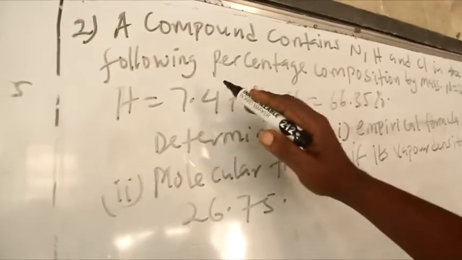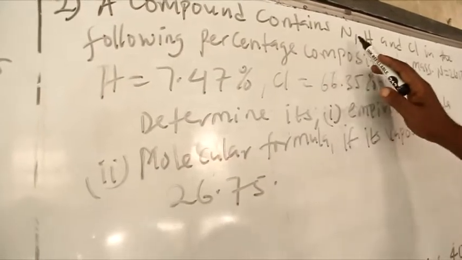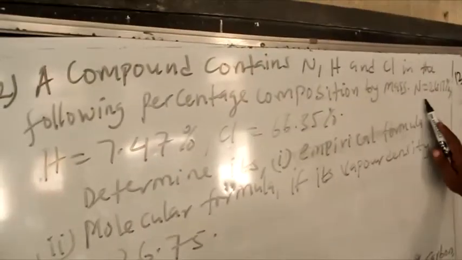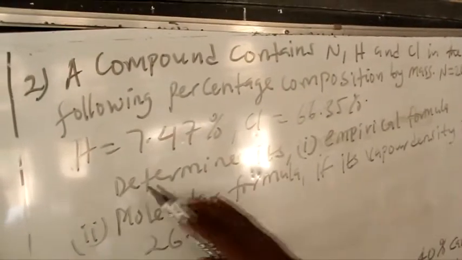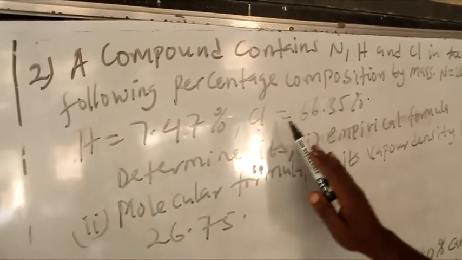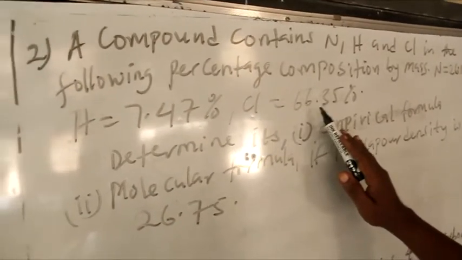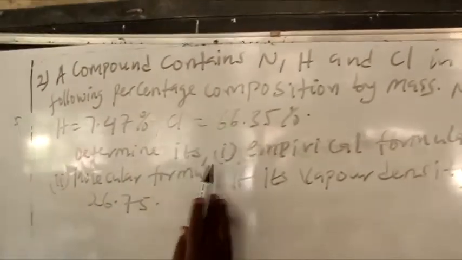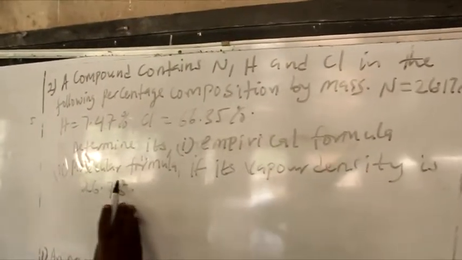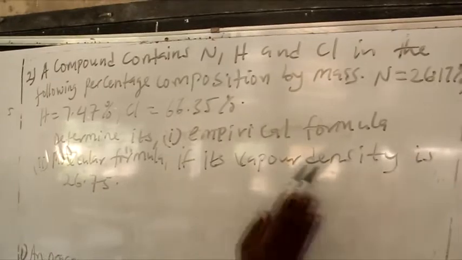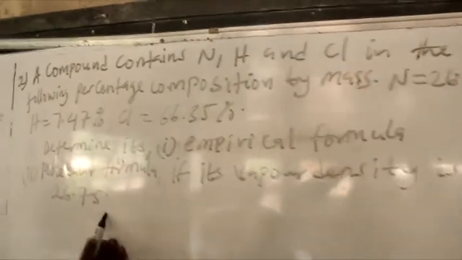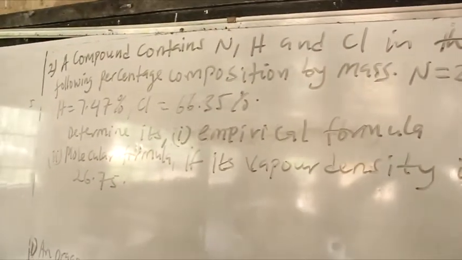And in this example, a compound contains nitrogen, hydrogen, and chlorine in the following percentage composition by mass. Nitrogen is 26.17%, hydrogen is 7.47%, chlorine is 66.35%. And you are asked to determine its 1, empirical formula, 2, molecular formula, if its vapor density is 26.75. Let's go over to the solution.